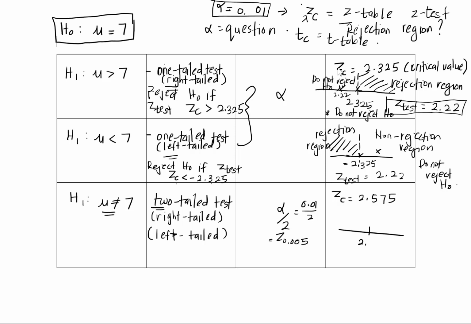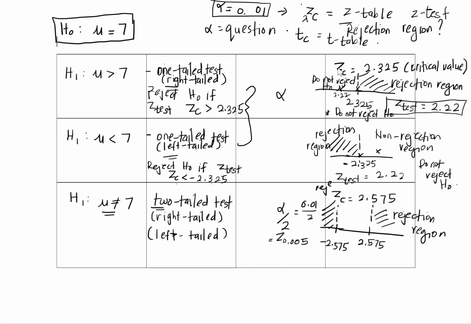Okay, let's say we have 2.575. We have two: one is for the right tail and one is for the left tail. For the right tail we have the positive and for the left tail we have the negative. This critical value separates the critical region and the non-critical region. So for the positive, this one is the rejection region. For the negative, this one is the rejection region.